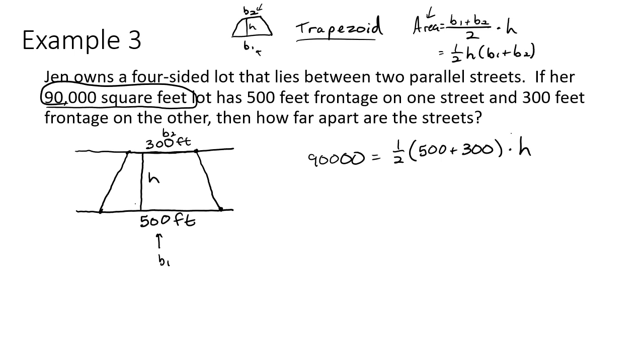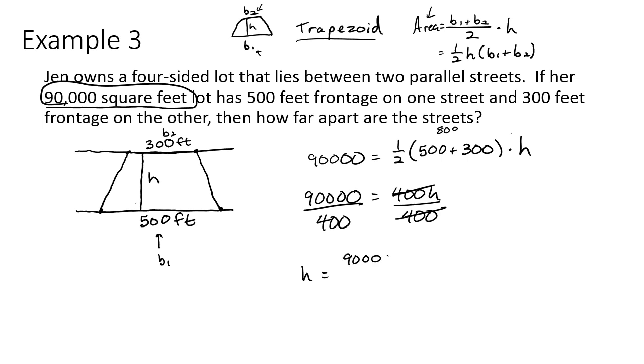And this is times h, which is the variable we're trying to solve for. So let's simplify a little bit. The 500 plus 300 would give us 800, but then we would multiply it by 1/2. So this is 400h. And if we want to solve for h, we just divide both sides of the equation by 400.